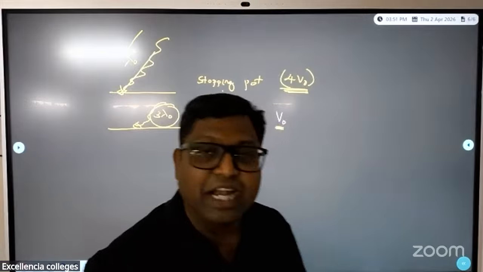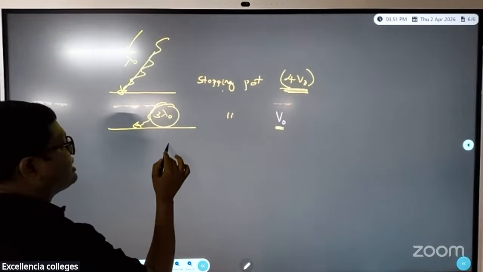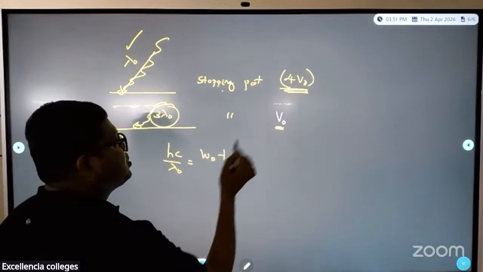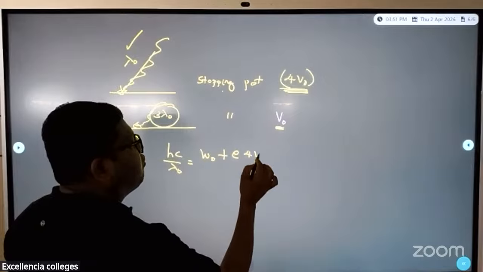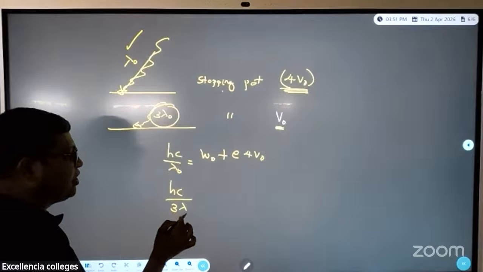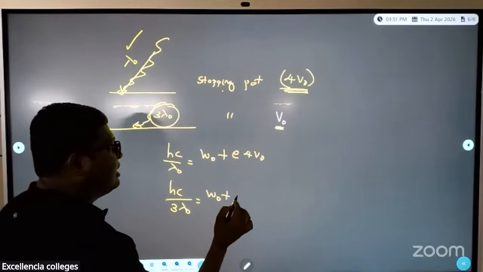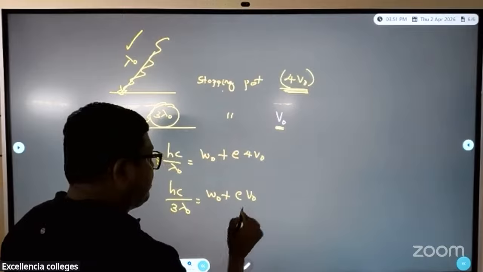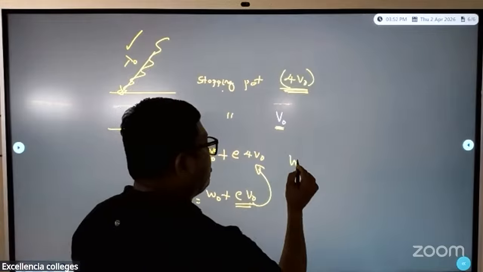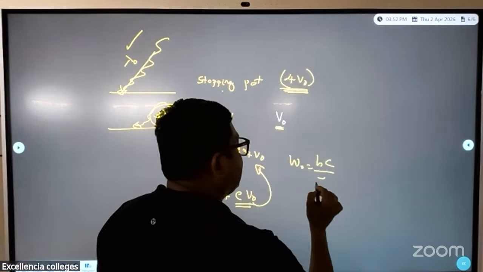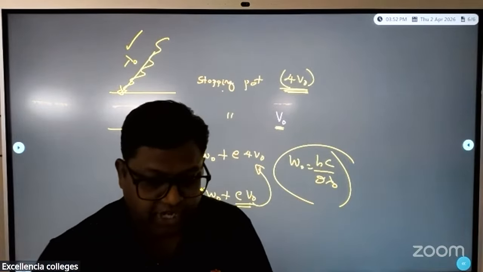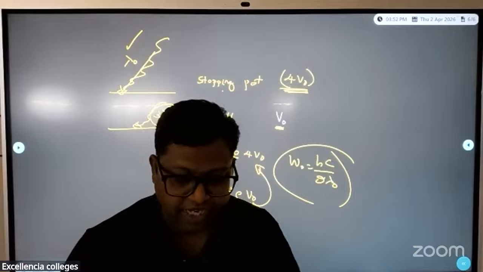Let's identify the simple formula; everyone would have solved this. hc by lambda naught is equal to work function plus stopping potential, so e times 4V naught. Similarly, in the second case, hc by 3 times lambda naught equals W naught plus e times V naught. You can directly substitute this eV naught here. So the value of the work function comes out to be hc divided by 9 times lambda naught. A simple, direct formula based question. I hope all the students would have successfully solved this.